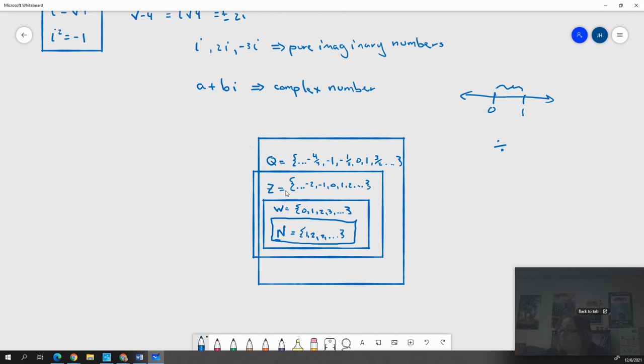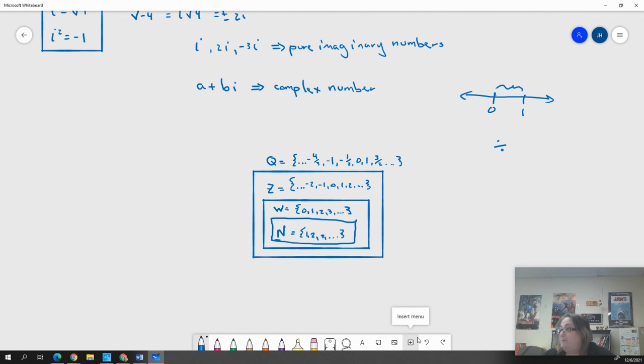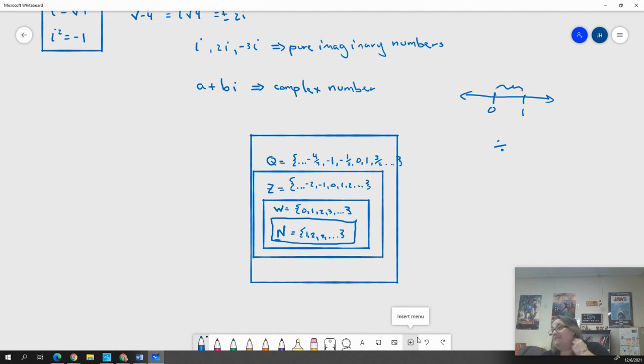Ooh, that was weird. We'll have to get rid of that. We'll make that prettier. But it encompasses the integers, it encompasses the whole numbers, and it encompasses the natural numbers, right? They are all part of that set. I'm not going to fix it again.